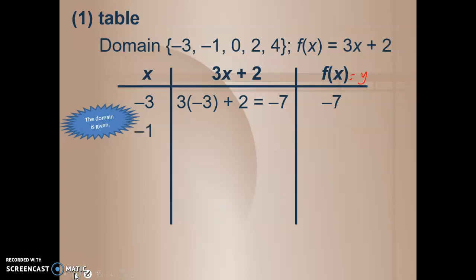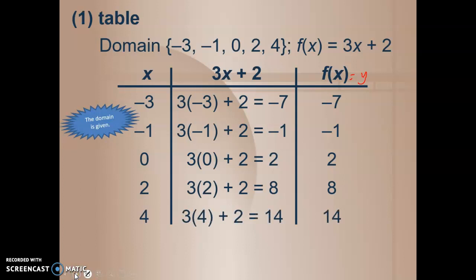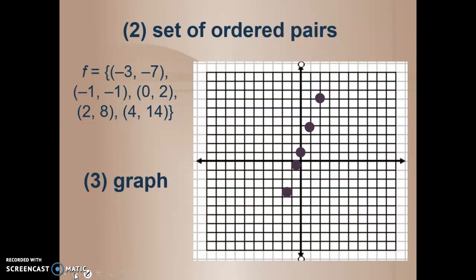When we plug in the given value of -1, we get -1. When we plug in the given value of 0, we get 2. And when we plug in the given value of 2, we get 8. Finally, when we plug in the given value of 4, we get 14. So this table represents our ordered pairs. We can also write it as a set of ordered pairs, where our function equals these ordered pairs.